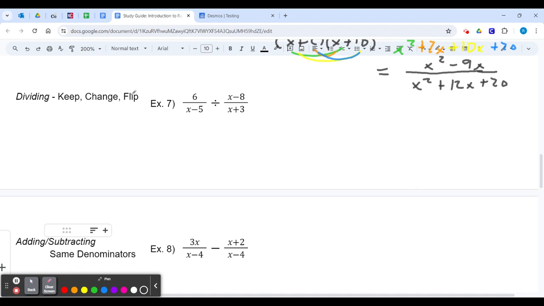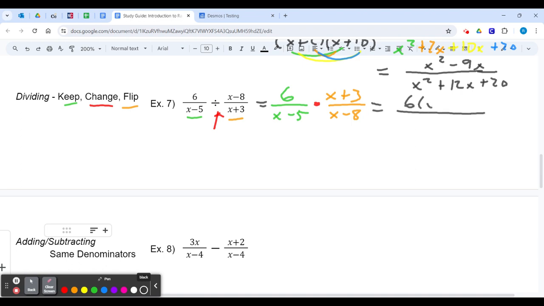Dividing, we're going to do keep, change, flip, and then we're going to work through the problem exactly the same. So for my keep, that's going to be just this first rational expression, or first fraction. So I'll rewrite that. We have 6 over x minus 5. My change, we are going to change that division sign to multiplication. And lastly, that flip, that's our last rational expression that we're going to flip the top and the bottom part. So I have x plus 3 and x minus 8 now at the bottom. And then we can multiply straight across to work through our problem.